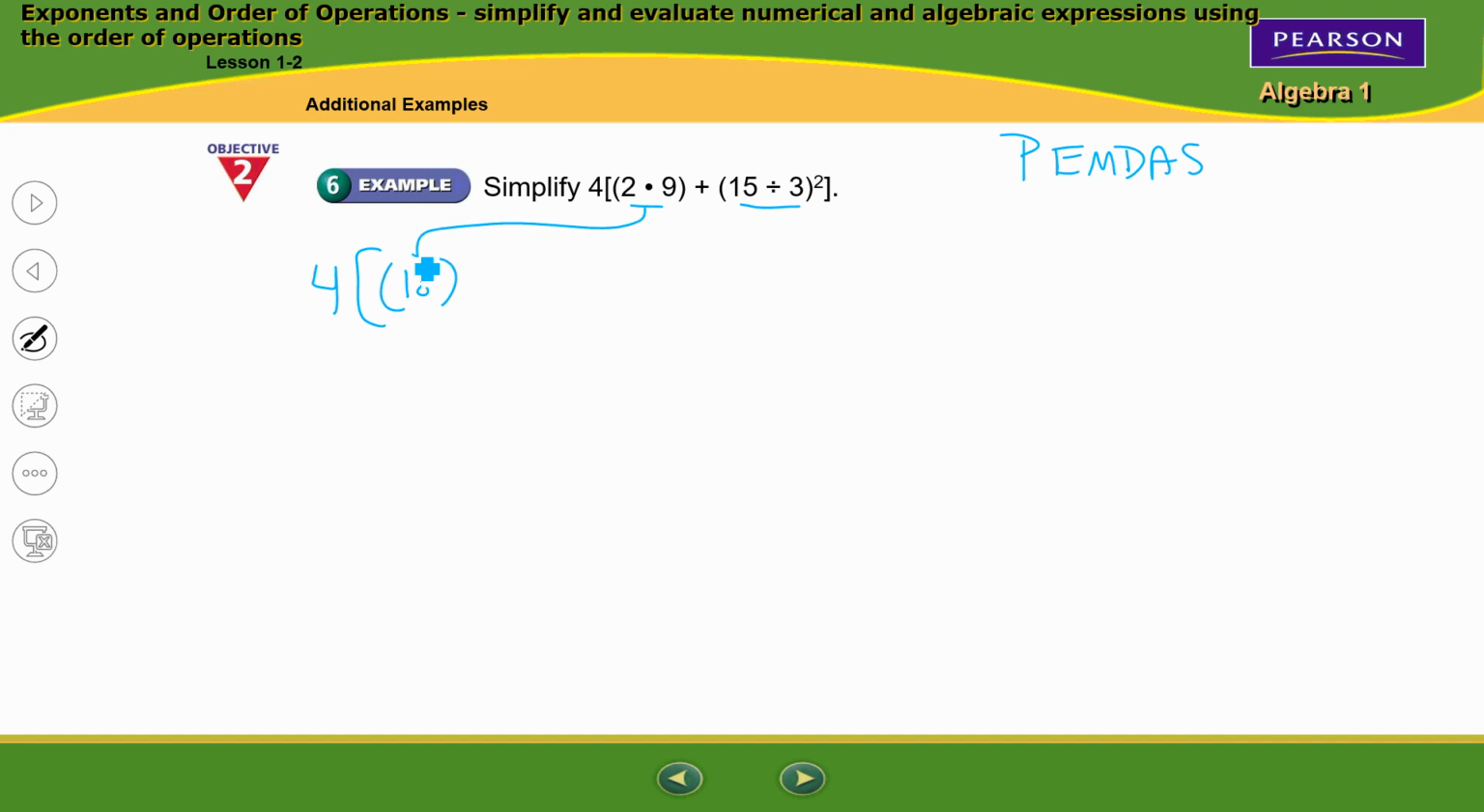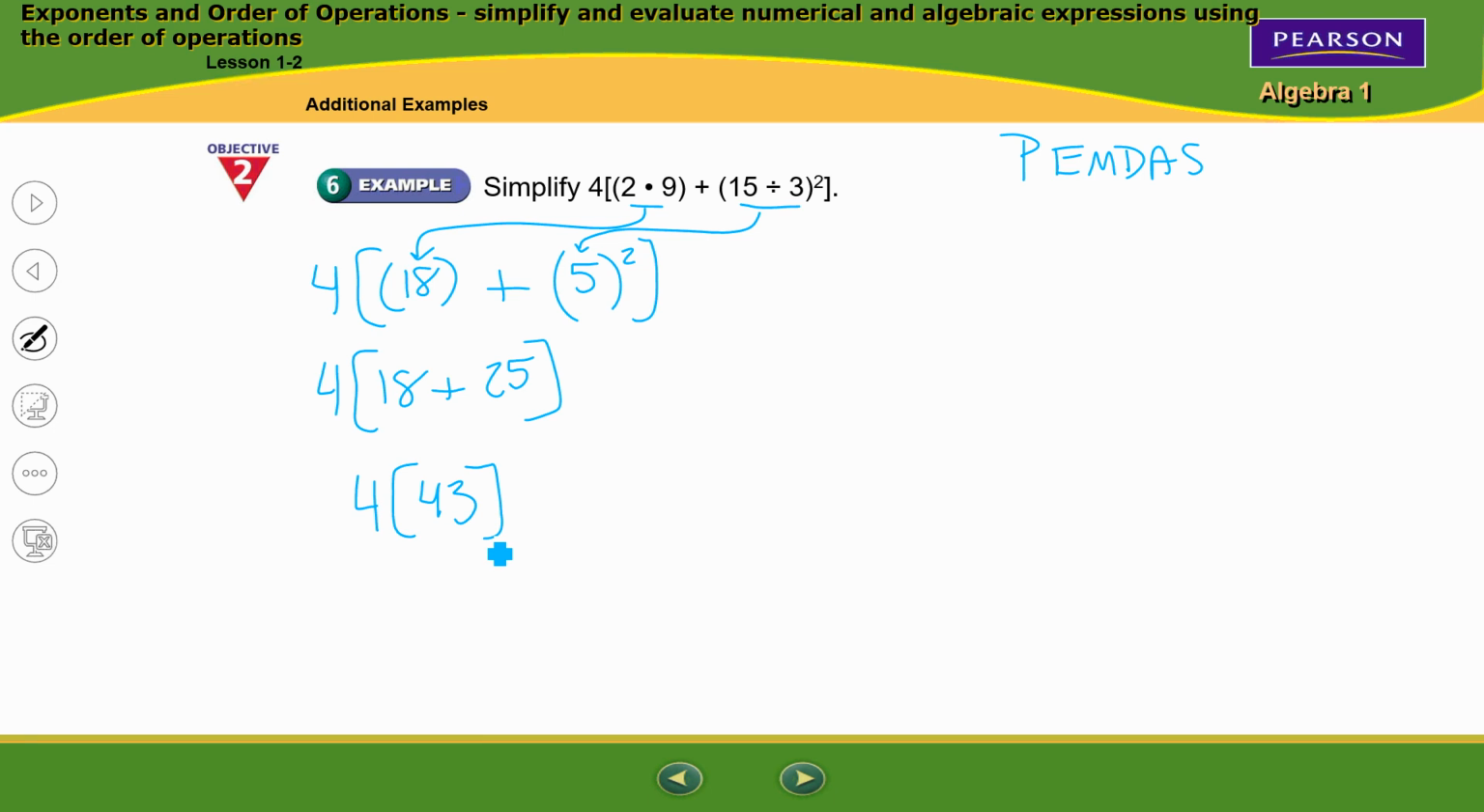So we did this. Plus 15 divided by 3. 15 divided by 3 is 5. We still got the little squared guy, still got the bracket. Okay, so we're still inside these two big brackets. Nothing to do with the 18 yet. 5 has an exponent of 2, so we're going to do that. 5 squared is 25. Still working on the inside. I now see addition on the inside. 18 plus 25 is 43.